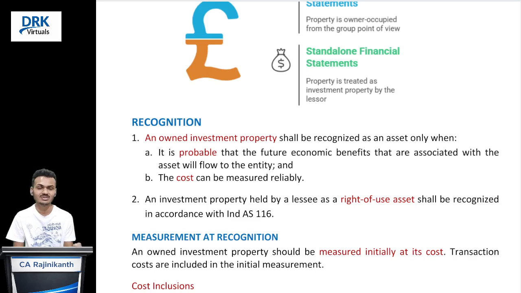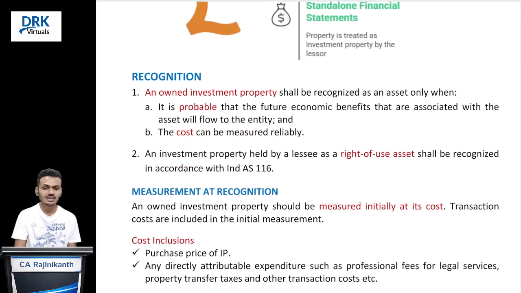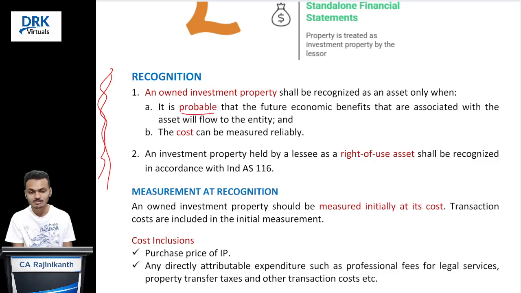Firstly, we started with the definition of investment property, thereafter owner occupied property. After that, we identified investment property in different situations, and now we need to recognize it in the books of accounts of the company. For that, it needs to satisfy the recognition criteria. If that investment property satisfies this recognition criteria, yes, we can recognize it in the books of accounts of the company. So what is the recognition criteria? It is probable that future economic benefits arising from that particular asset will flow to the entity, and the cost of that asset can be measured reliably.